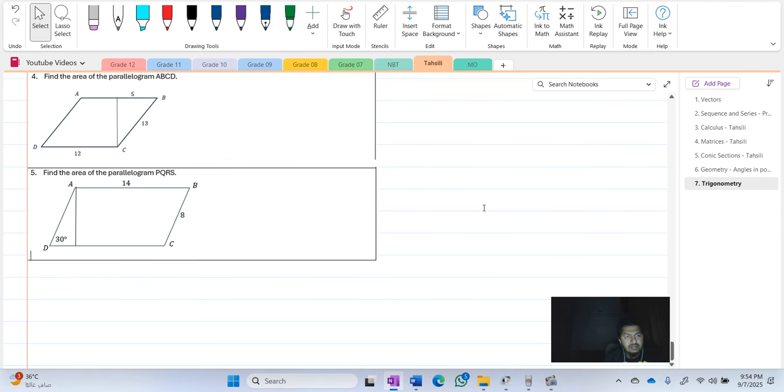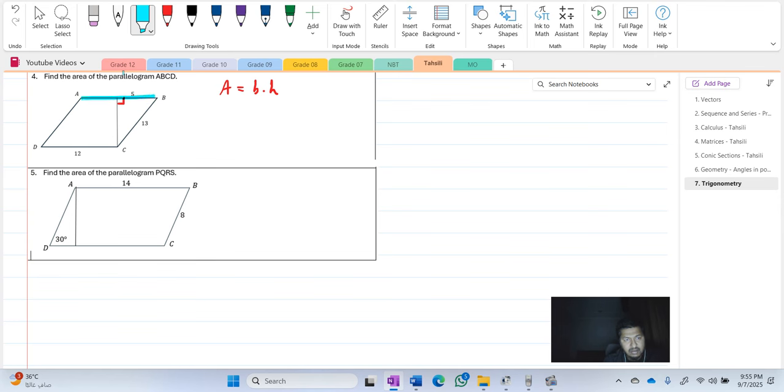Let's look at this. Find the area of the parallelogram ABCD. Right, so how are we going to find the area of this parallelogram here? Remember, area of parallelogram, area is equal to base times height. Now look at this. This is the height. They should have told us this is the height, right? Now if this is the height of the triangle, where's the base? The base is this entire thing here.